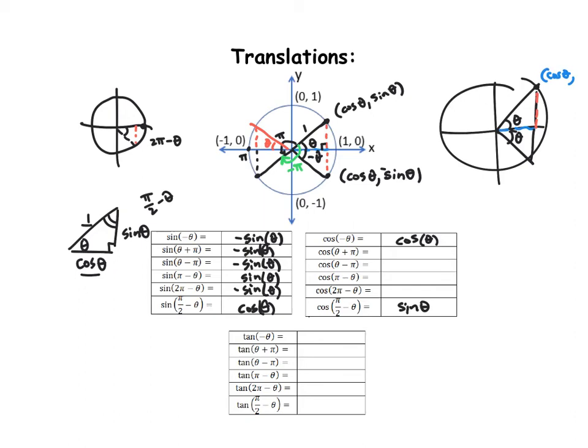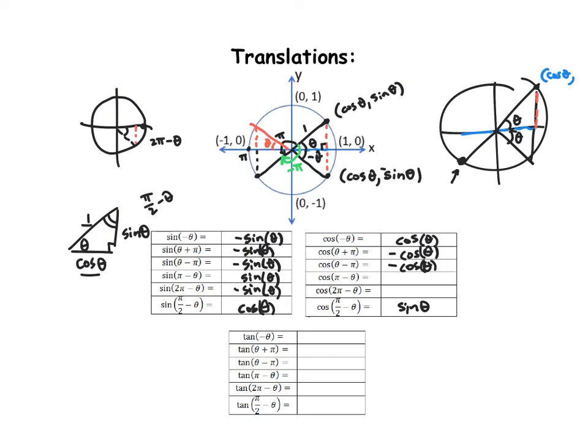How about cosine of theta plus pi? Here's cosine of theta plus pi. Has cosine changed? Yes, it has. It's now negative. Right? You can see that it's the opposite. So negative cosine theta. All right, how about cosine of theta minus pi? Likewise, it's going to end up in this same spot right here. Therefore, that would be negative cosine theta.